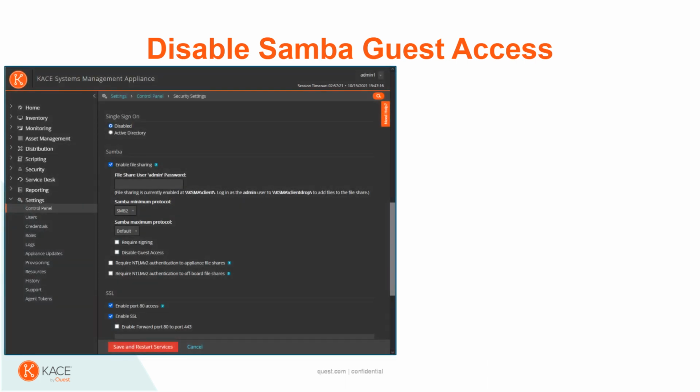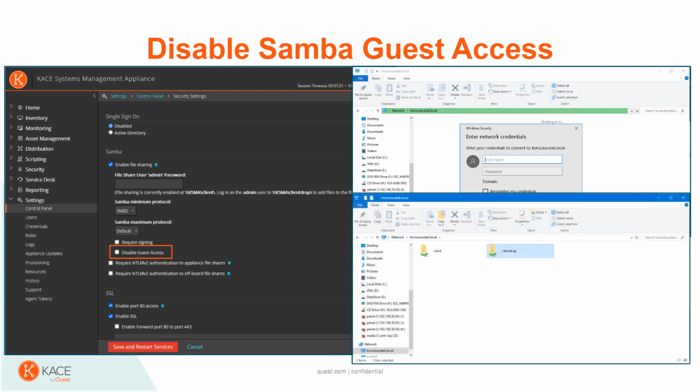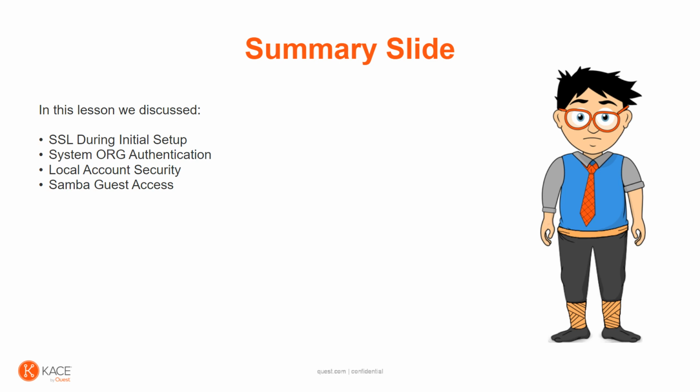To help further secure Samba when it needs to be enabled, you now have the ability to disable guest access. This will require users to authenticate to see shares on the SMA in order to view the files present. After authentication, you can view the contents of the client share and add or remove content from the client drop share. In this lesson, we discussed SSL during initial setup, system org authentication, local account security, and Samba guest access.